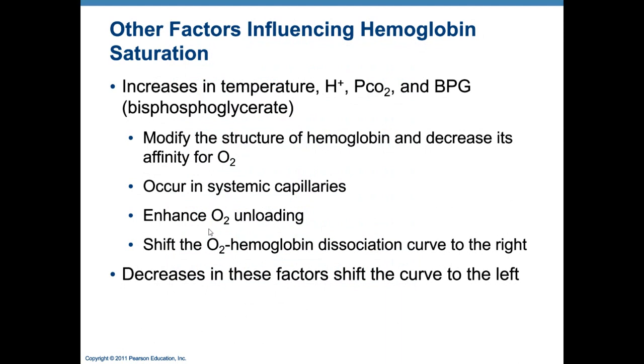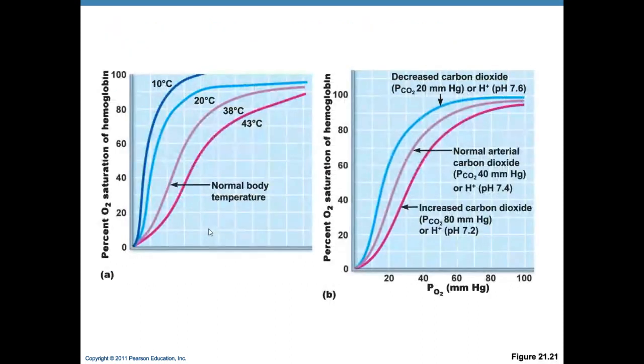So again, as we have metabolic processes that change the chemistry of the body, the hemoglobin is going to change in response to that. So we can see this on a graph. If we look at normal body temperature, we can see that if we go higher, the curve shifts to the right. As our body temperature goes lower, we shift to the left.